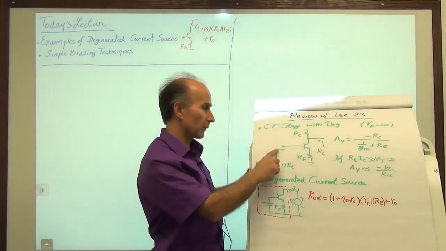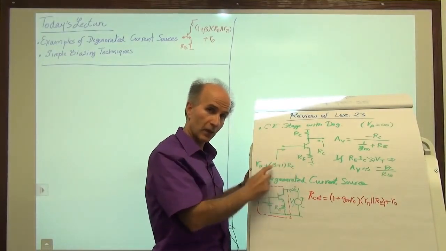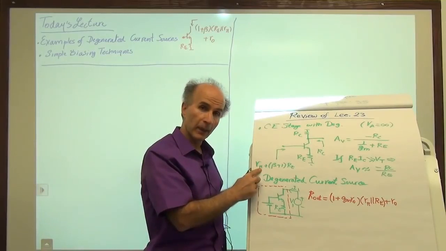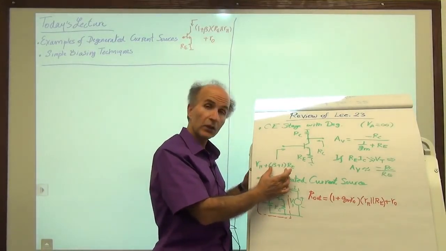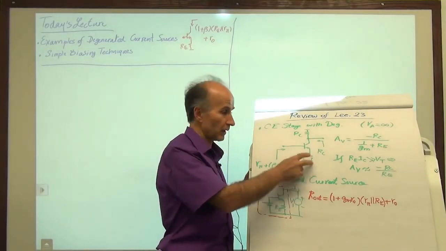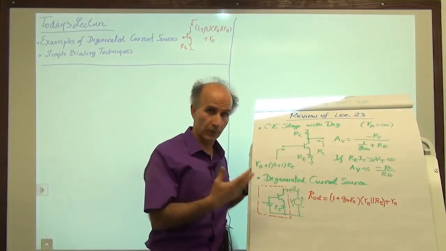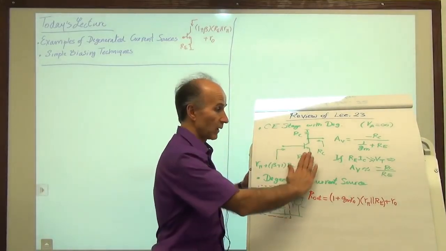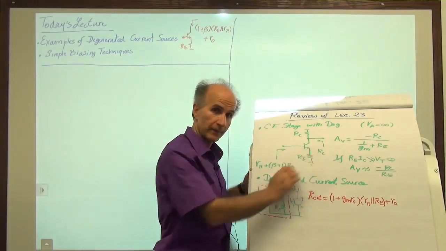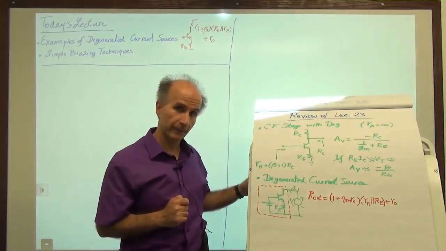So we also saw that the input impedance of the common emitter stage with degeneration is not just r pi, but is actually r pi plus a boosted copy of Re. Re is boosted by an amount equal to beta plus 1. So the input impedance can be substantially higher than what we would have without degeneration. So degeneration has some interesting and useful properties.